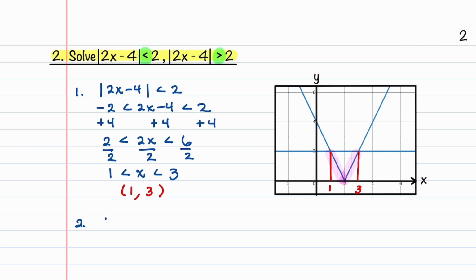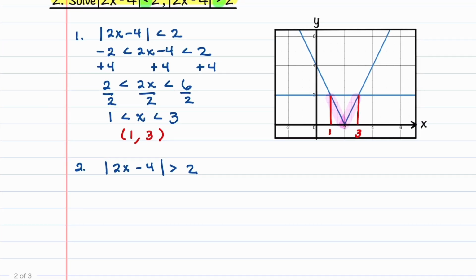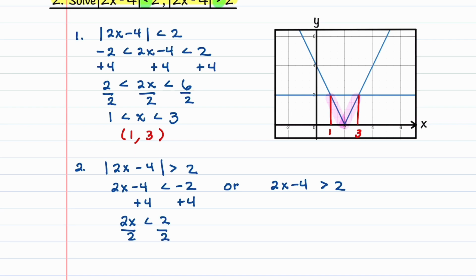That inequality is the absolute value 2x minus 4 is greater than 2. Remember, when you have a greater, you're going to have an or, so you're going to have two pieces. The first piece is 2x minus 4 is less than minus 2, or your piece 2x minus 4 is greater than 2. Let's solve the one on the left first. We're going to add 4 to both sides. This gives us 2x is less than 2. Now we'll divide both sides by 2 to get x by itself, and we have x is less than 1.